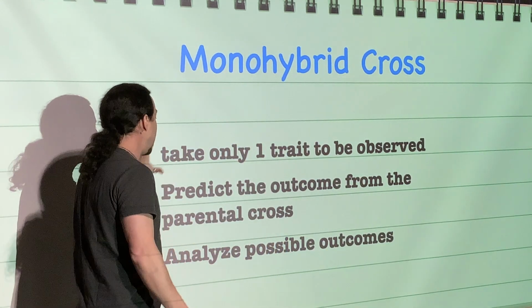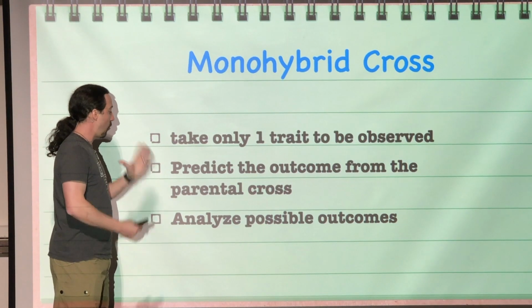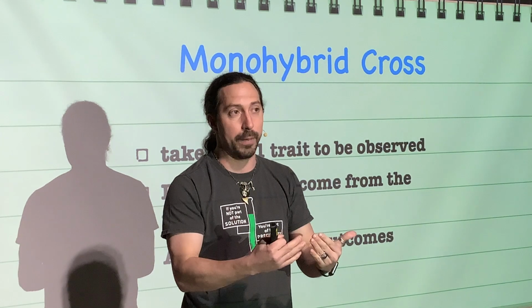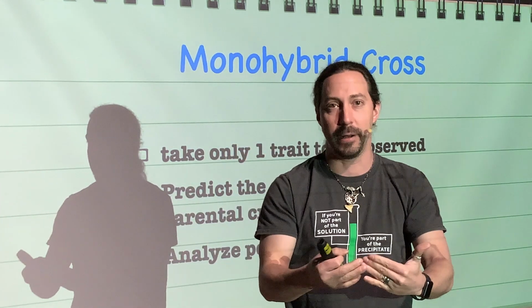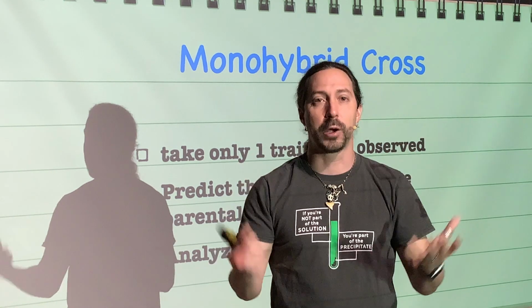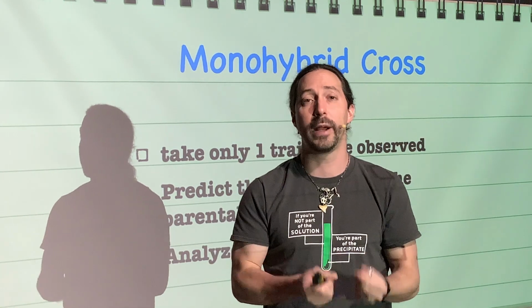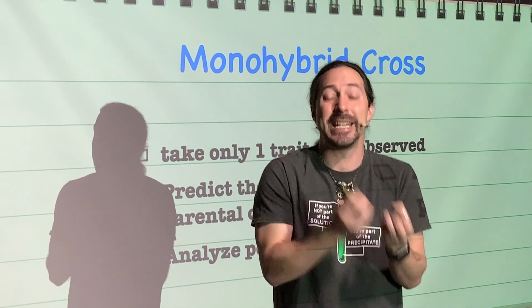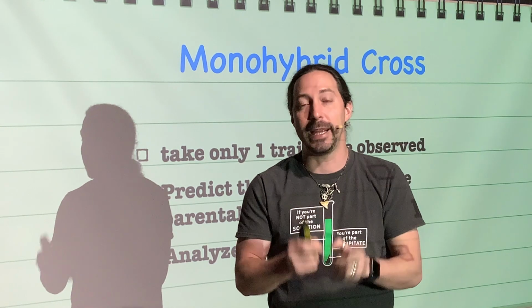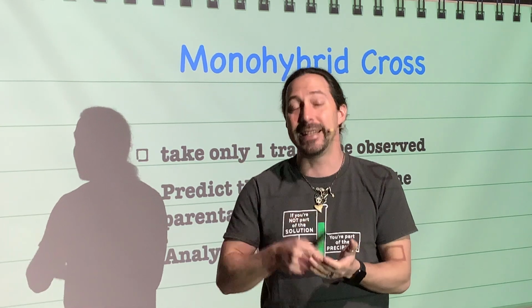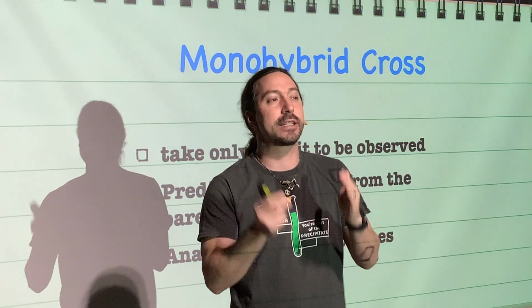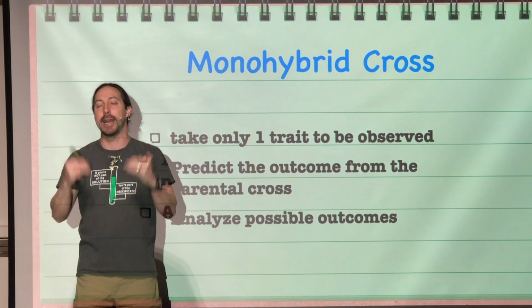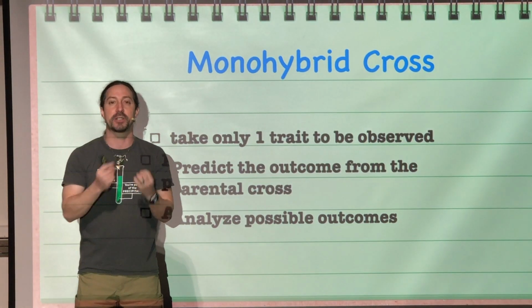And then we were able to predict the outcome of the parental crosses. We could then analyze potential outcomes, not necessarily what would happen, but what we would anticipate would happen. It's very similar to if I were to flip a coin. If I were to flip a coin, 50% of the time I would anticipate I would get heads, and 50% of the time I would anticipate I would get tails. That does not mean that once I flip it and I get heads, that the next flip I would get tails. It just means that if I were to flip a coin a bunch of times, I would anticipate that I would get about a 50% and 50% outcome.